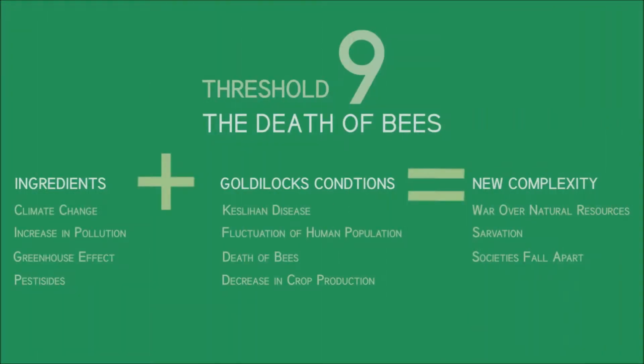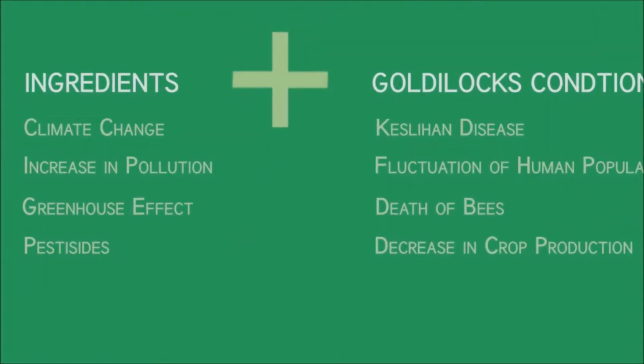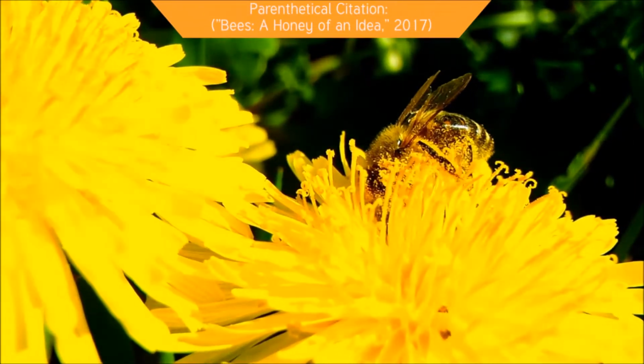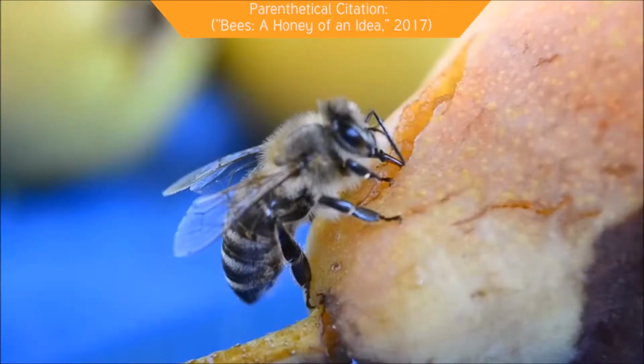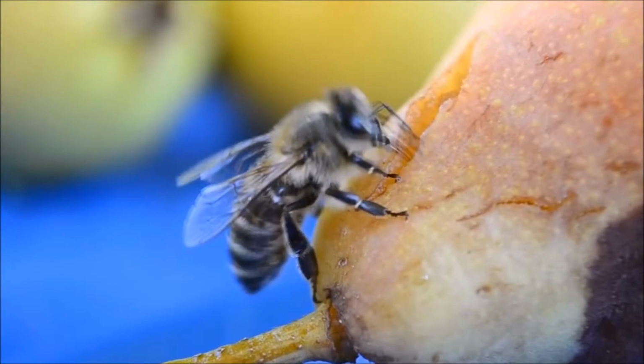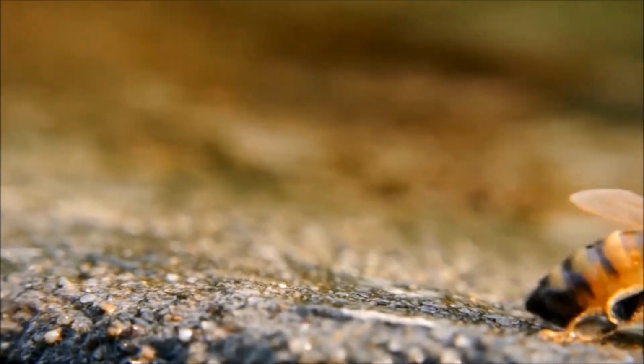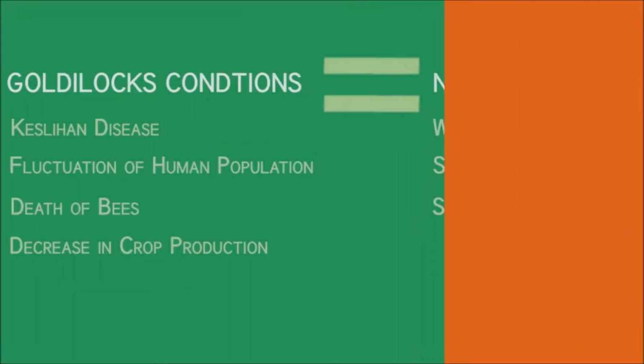We're going to be talking about the ninth threshold, the death of bees. The ingredients for this threshold are climate change, increase in pollution, greenhouse effect, and pesticides. The Goldilocks conditions are Kalashlesh disease, fluctuation of human population, death of bees, and decrease in crop production. Bees are pollinators that allow a variety of foods to be safe enough for consumption. With the use of many ingredients and Goldilocks conditions in our population, we have decreased the bee population drastically, leading to many new complexities.